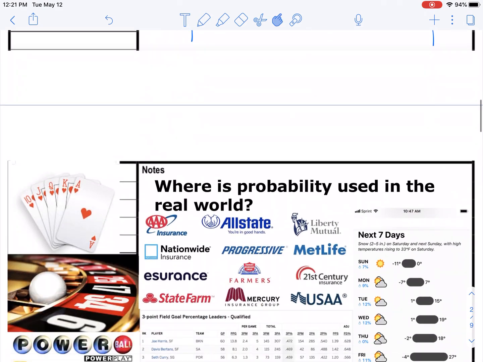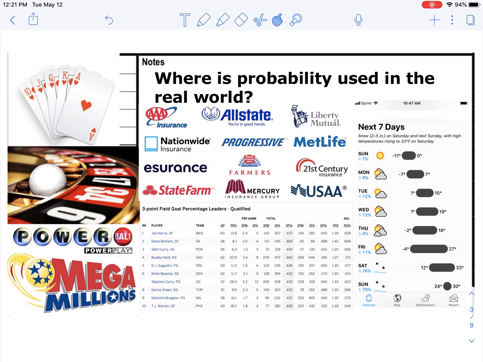Okay? So probability is all around us. You'll see this in lots of different aspects of our lives, but just on your phone, there's an app that tells you the percent chance it's going to rain. You can see that on the right. There's Powerball, Mega Millions, games all deal with chance. Sports, your insurance companies figure out what your chances are of getting in an accident, how long you're going to live based on certain factors, all kinds of things like that. So probability is all around us, whether you are aware of it or not.